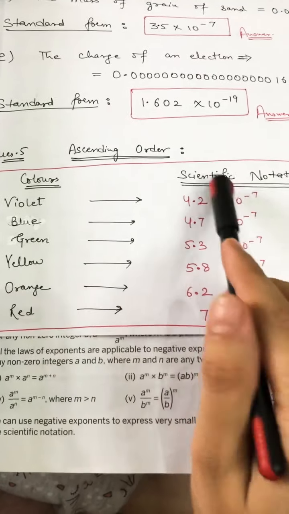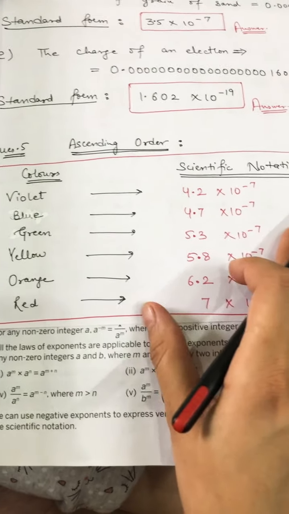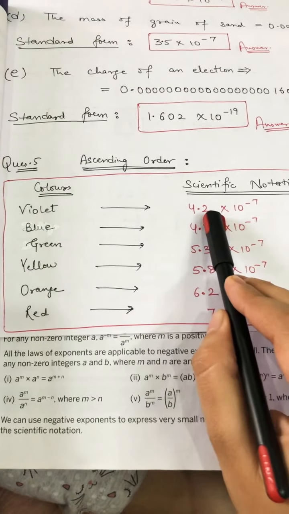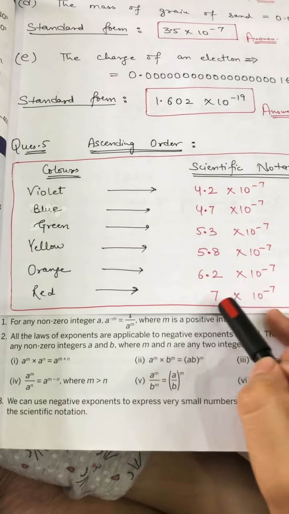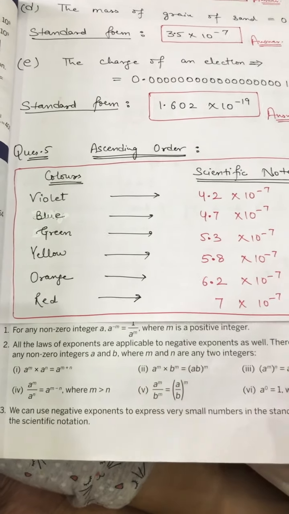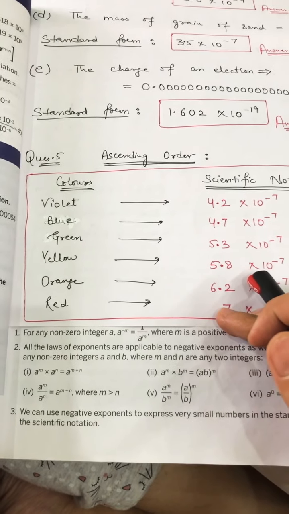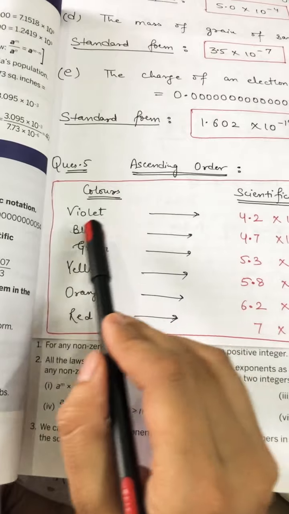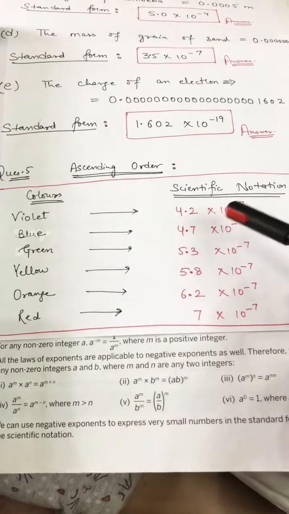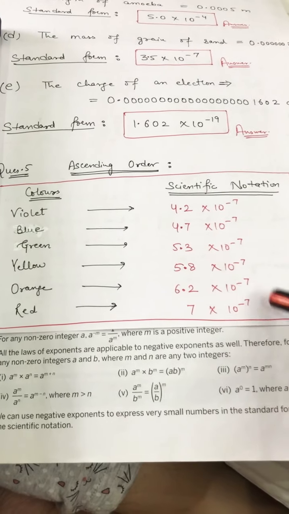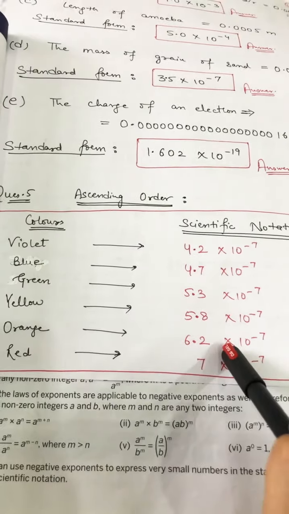Now you just have to check which value is bigger and which is smaller. First of all 4.2, then 4.7, then 5.3, then 5.8, then 6.2, then 7. You know very well what increasing order is. Increasing order is smaller to bigger. Clear? So you can write here all the names of colors, and write here all the scientific notation in increasing order. Clear? This is question number 5, which I have given for homework.